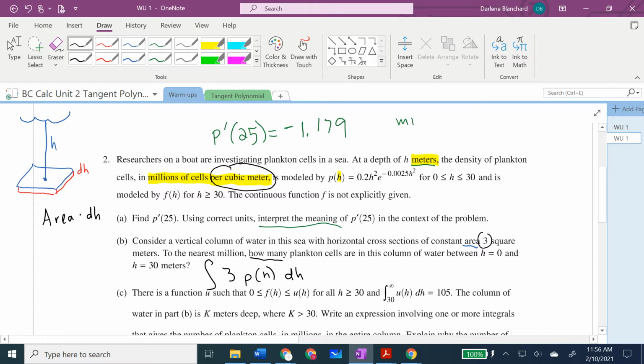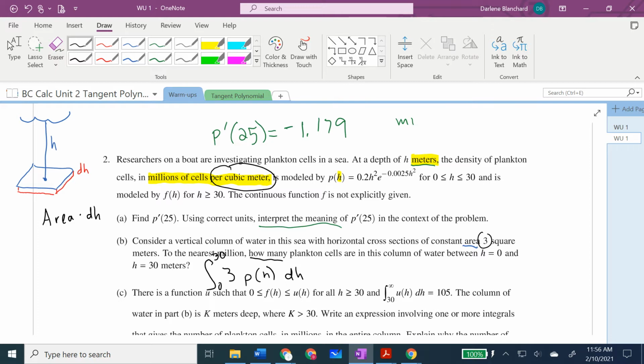from a height of, where did I just go? From 0 to 30 meters. I'm getting all sorts of distractions today. Sorry.